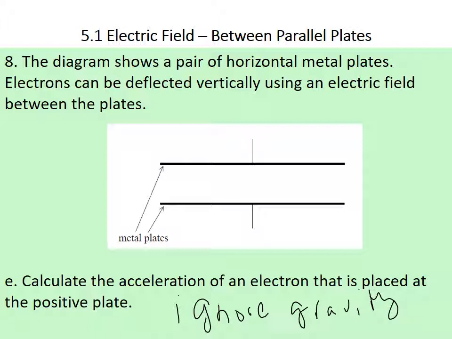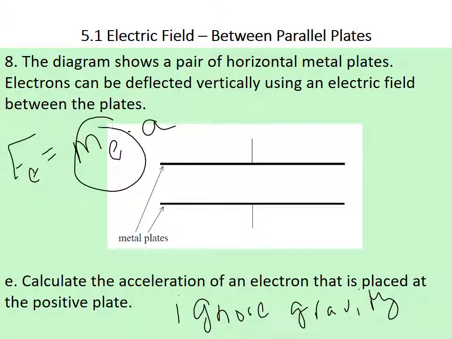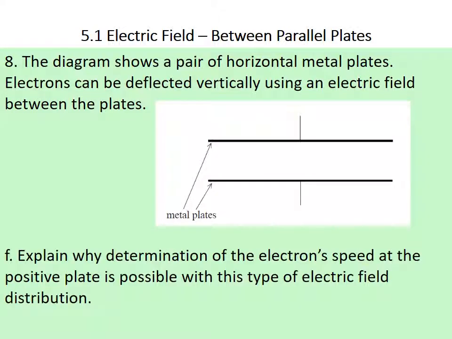But we can get the acceleration because the electrostatic force we calculated in the previous question is equal to the mass of the electron times the electron's acceleration. I'm going to allow you to use F sub E as the net force. Okay, where do you get the mass of the electron from? It's in front of your data booklet. So go there and check it and solve for the acceleration.